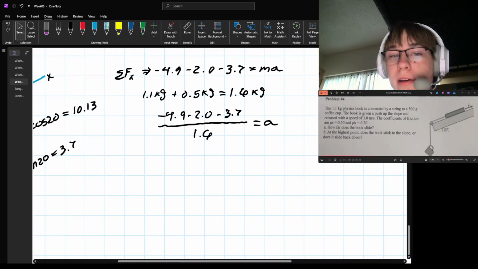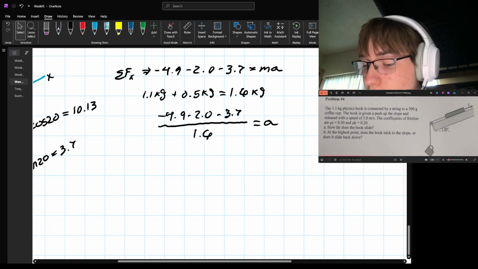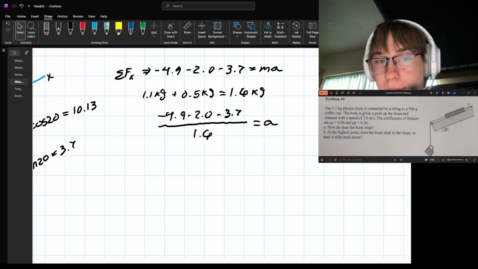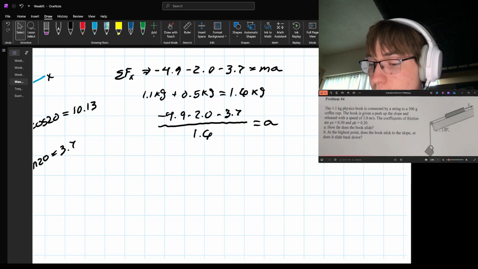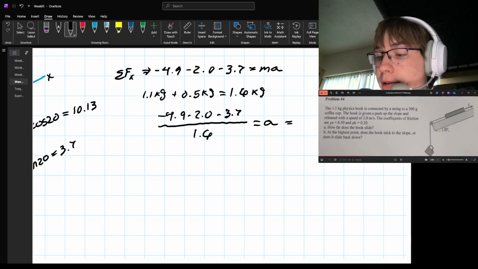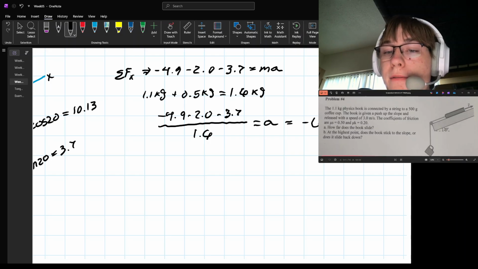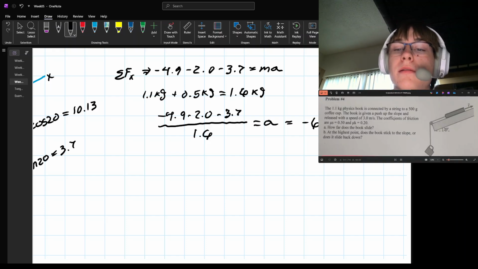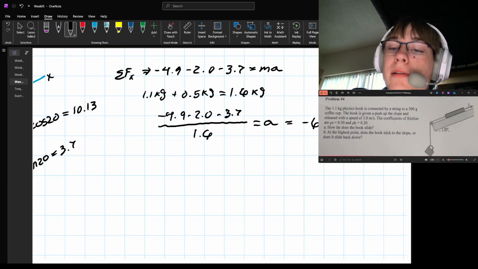So let me calculate that real quick. We got negative 4.9 minus 2 minus 3.7 over 1.6. So we've got an acceleration equal to negative 6.6, we'll call that 6.63. So that is our acceleration in meters per second squared.